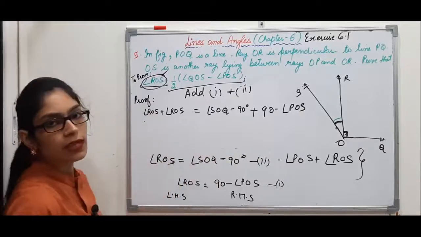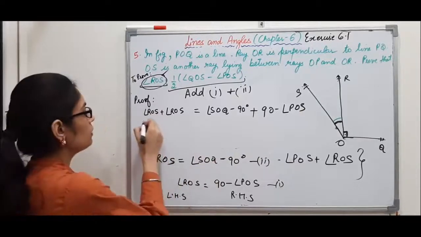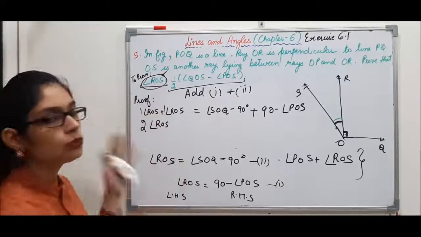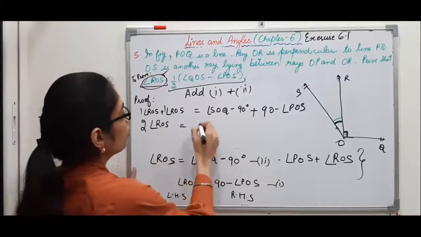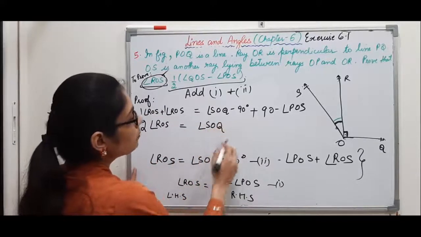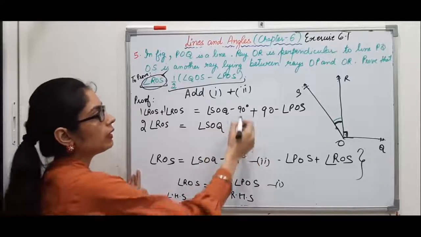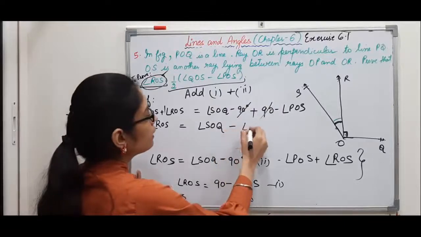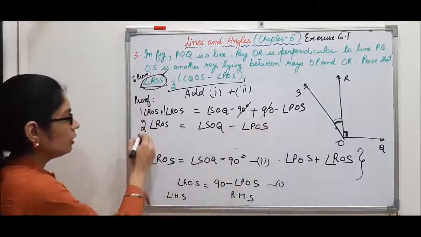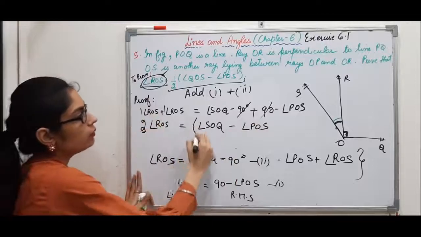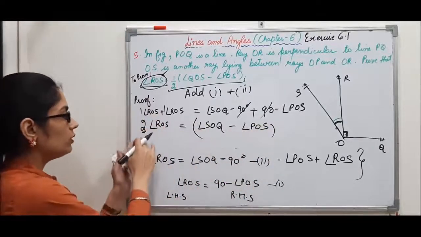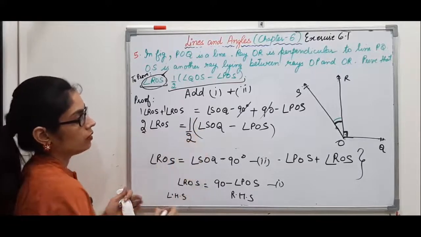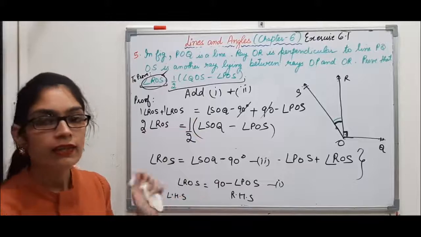So ROS plus ROS, 2 times we are writing, which means 2 ROS. This is 1 ROS, this is 1 ROS, which means 2 ROS. Angle SOQ as it is we can write minus 90 plus 90. 90 minus 90 is 0, so directly we can cancel, minus angle POS. This 2 is getting multiplied with ROS because we only need the value of ROS. So this is getting multiplied, we'll change its side, on changing the side it will get divided. Because multiplication on changing the side is changed to division.